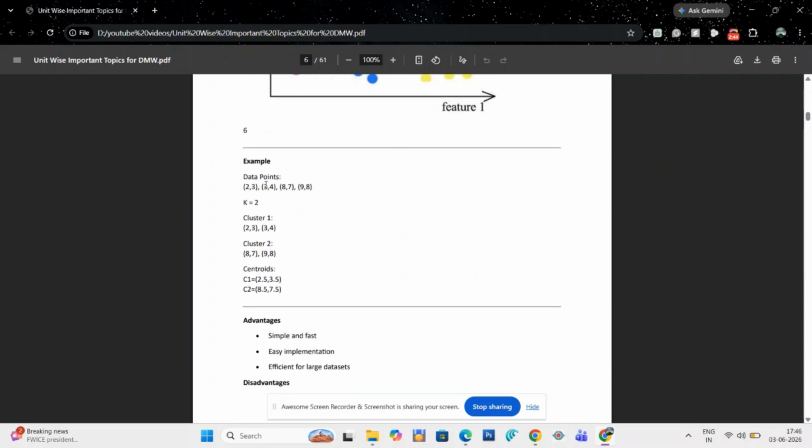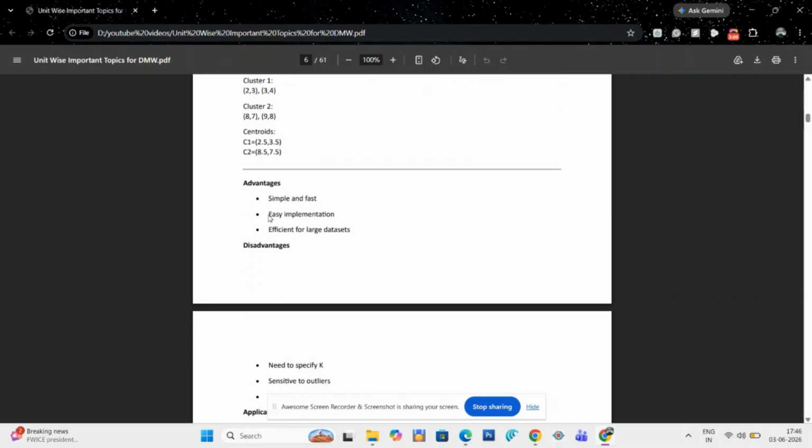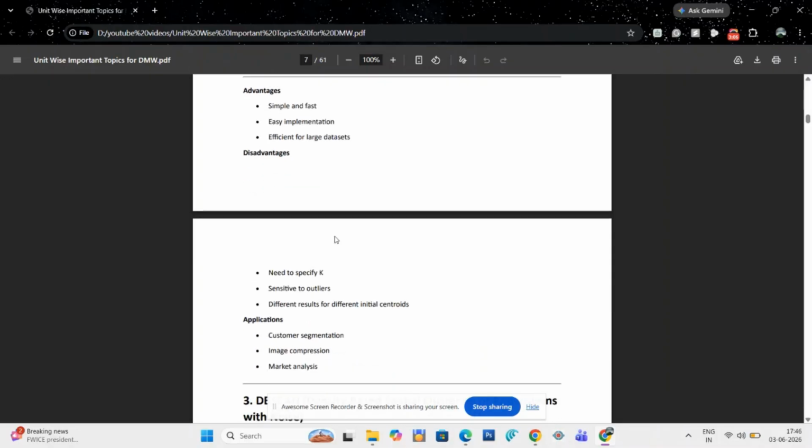The example is data points 2, 3, 3, 4, 8, 7, 9, 8. K is equal to 2, meaning the number of clusters: cluster 1 and cluster 2. Cluster 1 is 2, 3, 3, 4 and cluster 2 is 8, 7, 9, 8. And the centroid is 2.5, 3.5 using the Manhattan distance. The advantages of K-means clustering are that it is simple and fast, easy to implement, and efficient for large data sets.